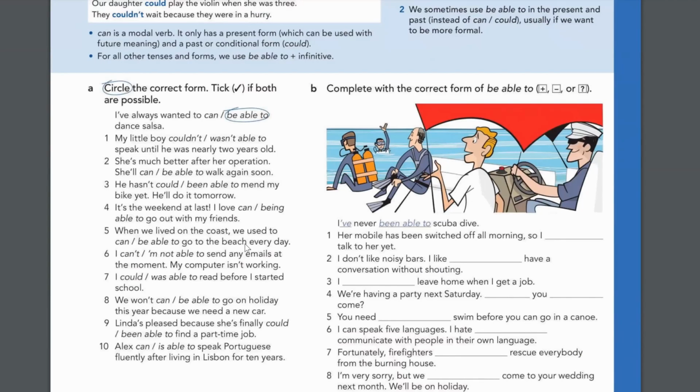It says here A, circle the correct form, tick if both are correct. So some of them, we might be able to use both of them together. Let's do that. So my little boy couldn't and wasn't able to. So which one is correct? My little boy couldn't.